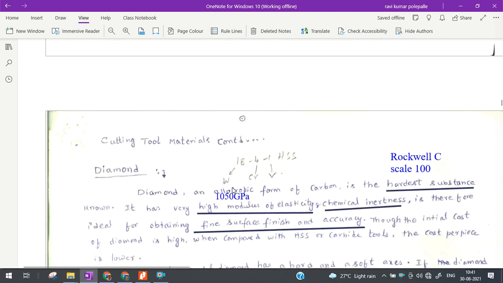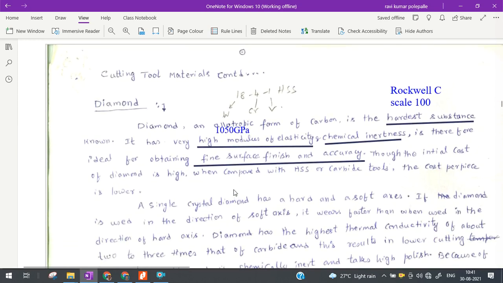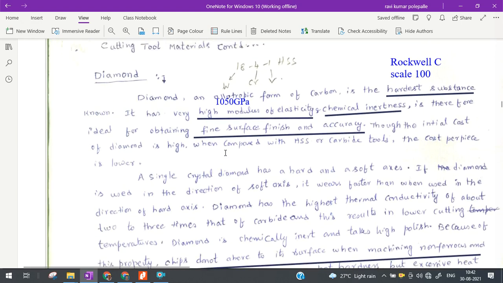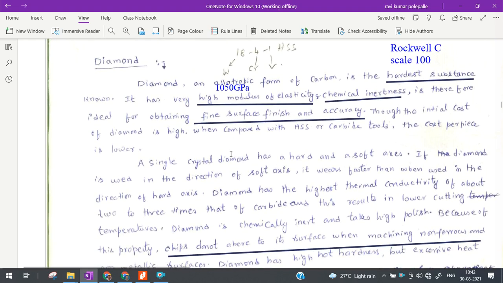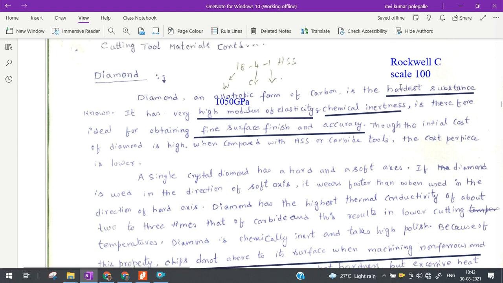Next, we shall talk about the cutting tool material diamond. Diamond is an allotropic form of carbon, which has a very high modulus of elasticity. For steel, the modulus is about 210 gigapascals. For diamond, the modulus of elasticity is about 1050 gigapascals. Again, it is the hardest material known. On the Rockwell C scale, the hardness is 100.